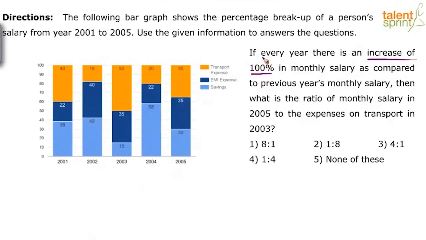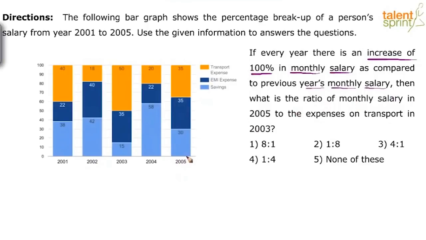100% increase means what? Anything that has increased by 100% means what? It has got doubled. So every year there is an increase of 100% in monthly salary as compared to the previous year's monthly salary. I wish we all find such companies where such an increase is given every year, right? Increase of 100%. Your salary just gets doubled every year. And it's obvious that if the monthly salary is doubled, the yearly salary also gets doubled, right? If your monthly salary is getting doubled, yearly salary also gets doubled, right? No doubts about that.